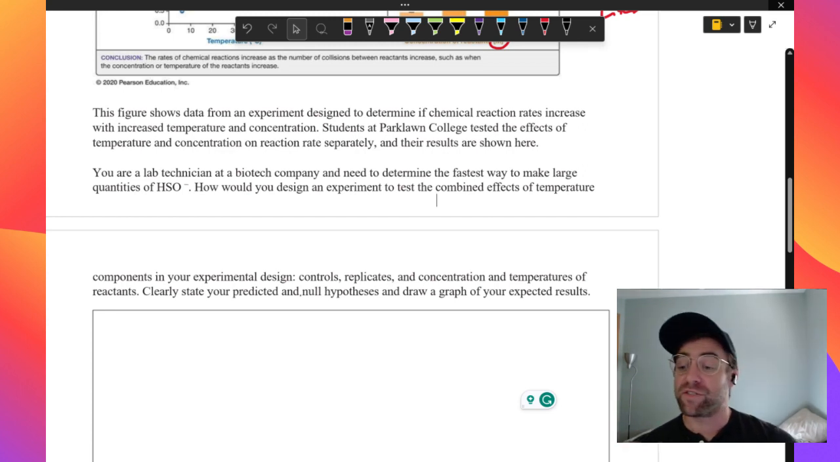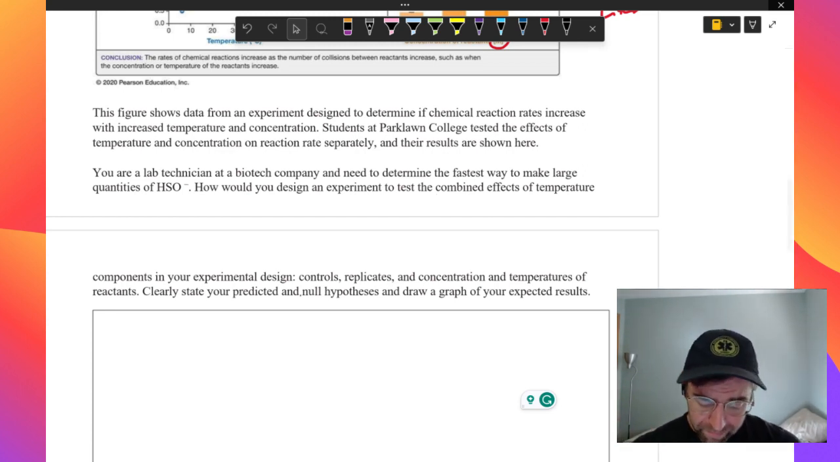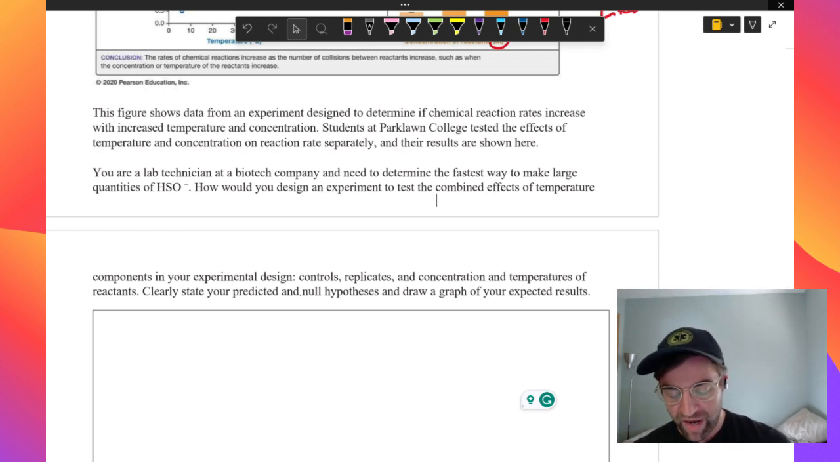Now that we've taken a look at that, we get to create our own experiments looking at this. The figure above shows data from an experiment designed to determine if chemical reaction rates increase with increased temperature and concentration. Students at Parkland College tested the effects of temperature and concentration on reaction rates separately, and the results are shown here. You are a lab technician at a biotech company and need to determine the fastest way to make large quantities of HSO negative. How would you design an experiment to test the combined effects of temperature and concentration of reactants? Include components on your experimental design, controls, and replicates. Clearly state your predicted and null hypotheses and draw a graph of your expected results.